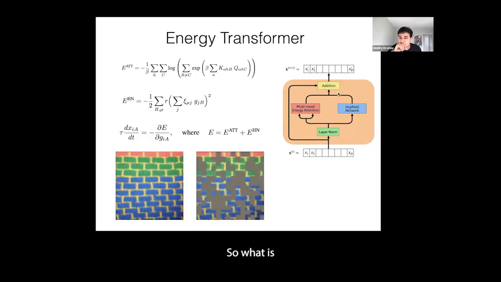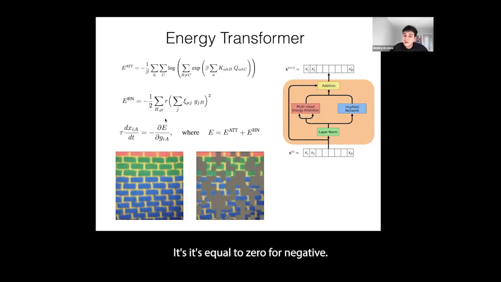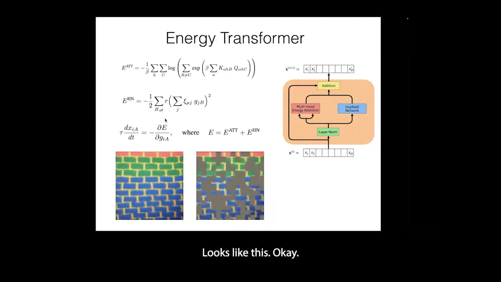I have a couple of questions. What is R in EHN? Right, what is R? R is an activation function. Think about R as a rectified linear unit. I see, so it is an on-off type function? It's equal to 0 for negative values and it is linearly growing for positive values. So its function looks like this.